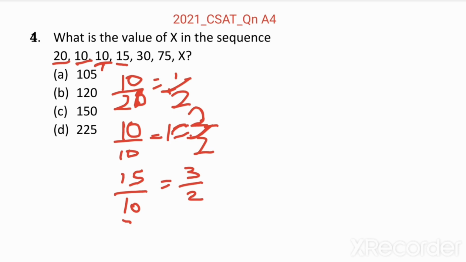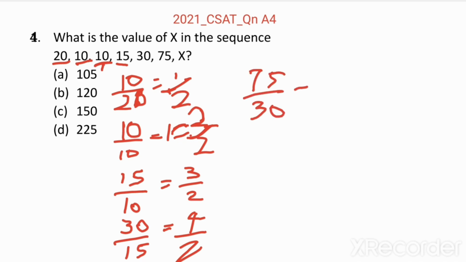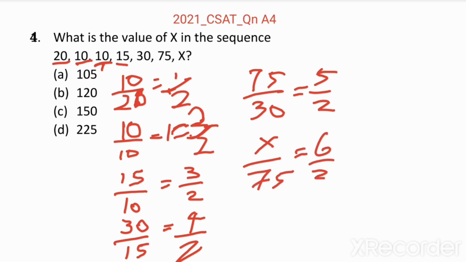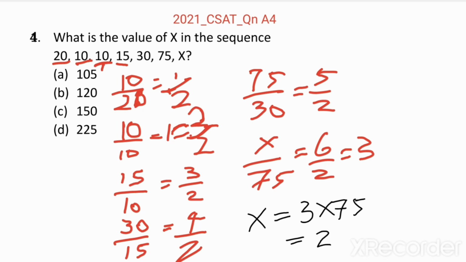Then fifth term 30 divided by 15 equal to 4 by 2. In this way 75 divided by 30 equal to 5 by 2. X divided by 75 equal to 6 by 2. This is equal to 3. Then we can say from here x equal to 3 into 75, which is equal to 225.